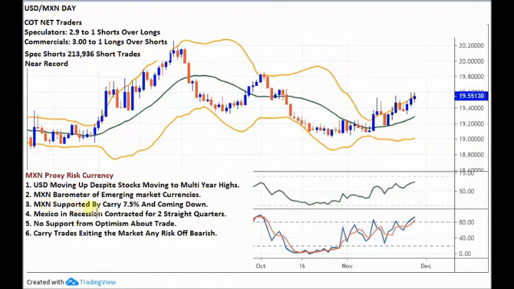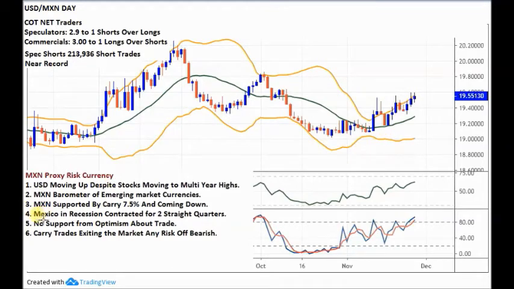Now the MXN is supported by a carry in terms of interest rates of 7.5, and that's been coming down over the last few months, but it's still the best carry on a major, and that's why these spec shorts are in. They're taking advantage of the interest rate, and if you're doing a carry trade, you don't want the trade to run too much against you. Your stop is going to be pretty close. And I think the major stops are pretty close.